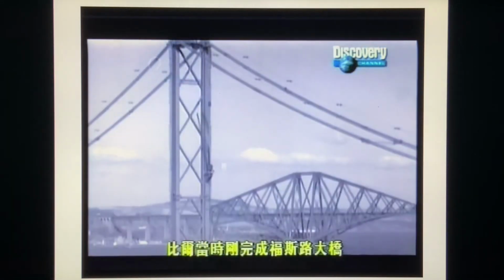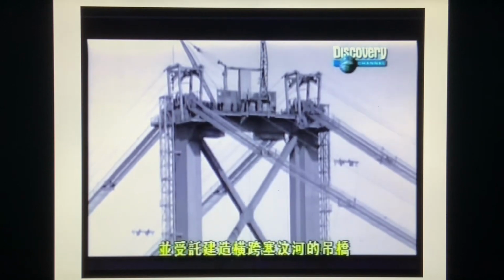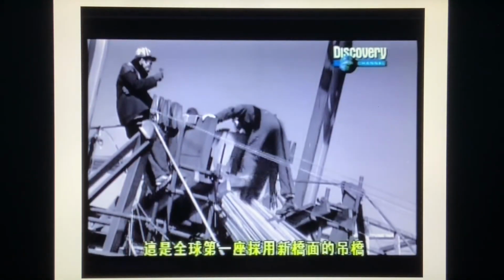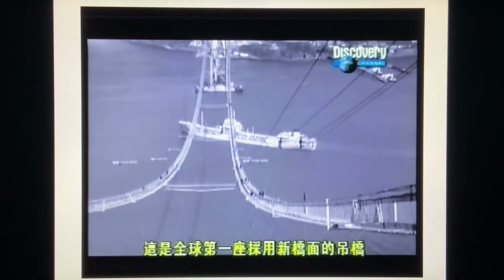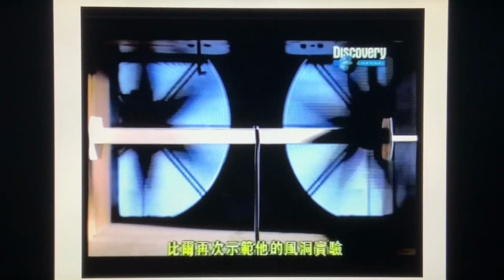Bill had just finished the 4th road bridge and had won the commission to build a crossing over the River Severn. This would be the first bridge in the world to have this new deck. But first, he had to test it. 40 years later, Bill demonstrates what his wind tunnel tests showed.